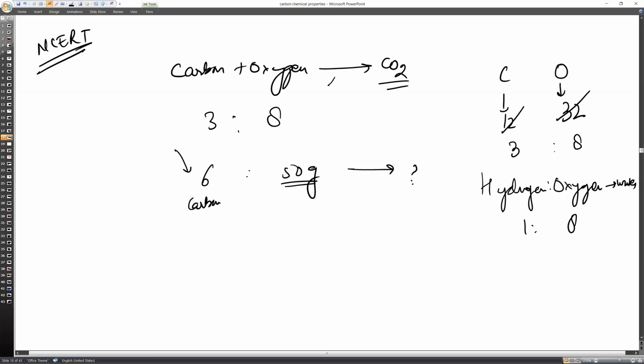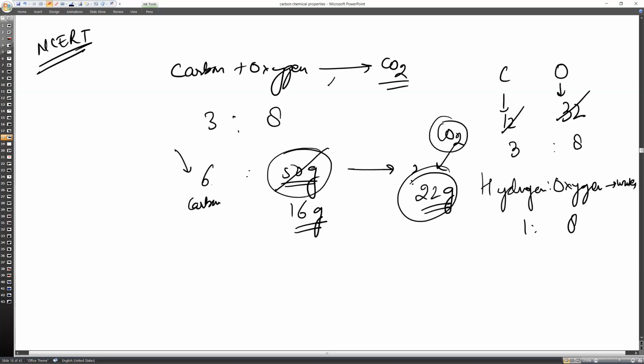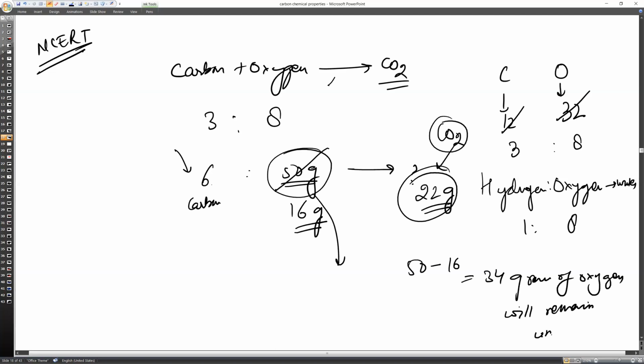You will see that for 3 grams of carbon we require 8 grams of oxygen. So for 6 grams we'll require 16 grams of oxygen. And we have extra, so it does not mean that it will be 56 grams. It will make 6 plus 16, you will get 22 grams. So 22 grams of carbon dioxide will be formed. And the remaining 50 minus 16, that is 34 grams of oxygen, will remain unreacted.